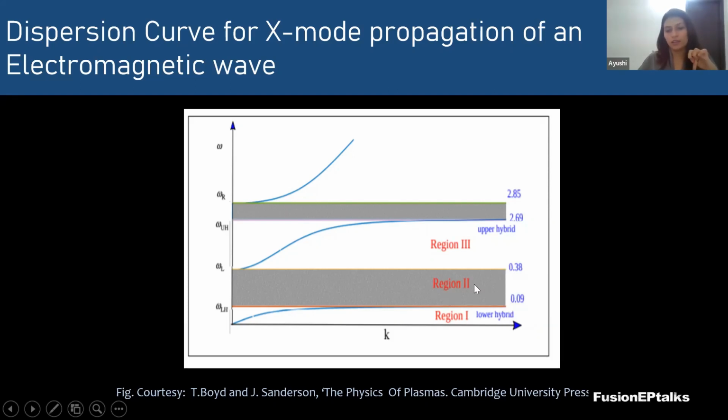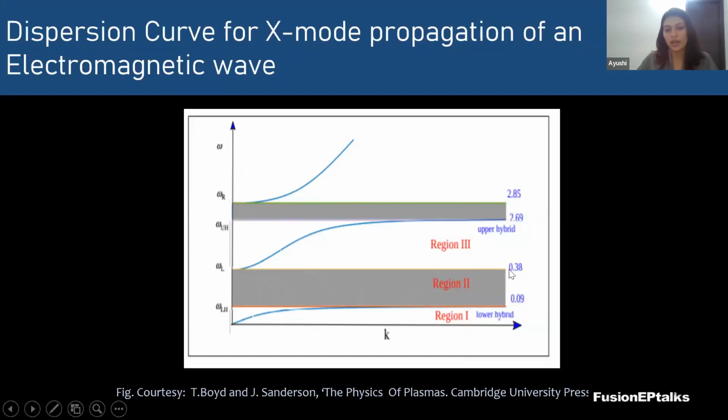Region 2 is marked here as the forbidden band. So any frequency between the lower hybrid resonance and the left hand cutoff, any incident laser falling between these two frequencies, would not be able to interact with the plasma and would just be reflected back.